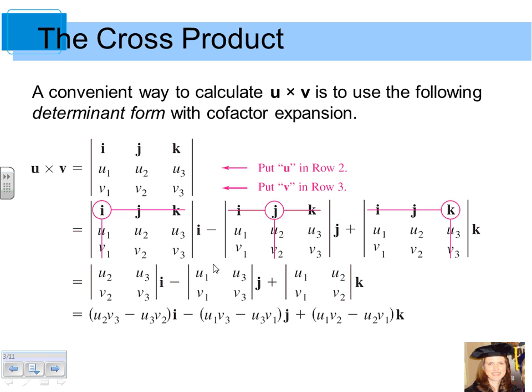The determinant of those four numbers is used in the second component of the cross product vector, but it's the opposite. And then finally cover up the k column, and you're left with these four components. The determinant of that smaller matrix is the third component in your cross product.